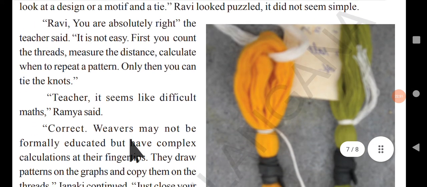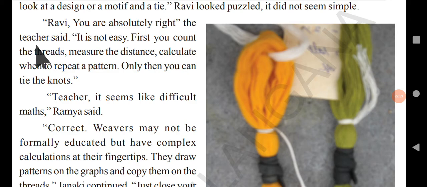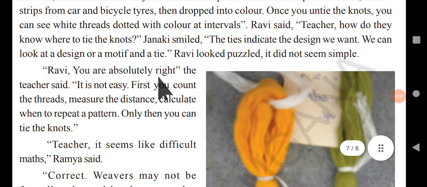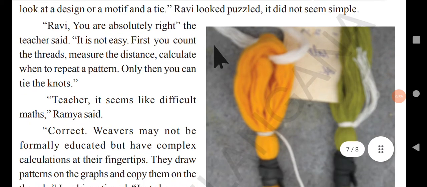So now, Ravi, you are absolutely right, the teacher said. It's not easy. Okay, because Ravi looked a little puzzled, confused, wondering how the people simply tie and get these types of designs. So immediately the teacher said, Ravi, you are absolutely right, it is not easy. First, you count the threads, measure the distance, calculate when to repeat a pattern. Only then you can tie the knots.